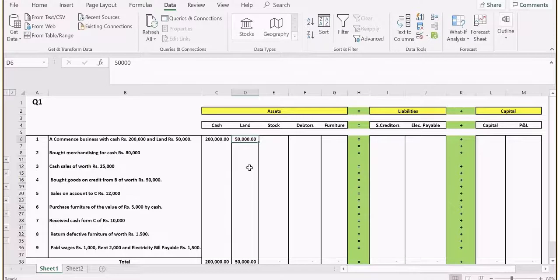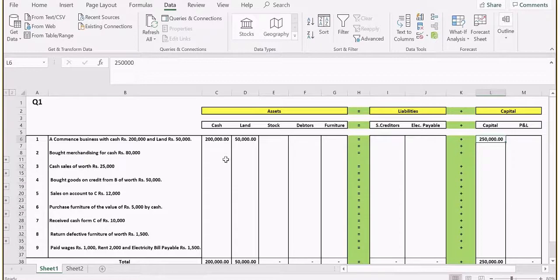On the right hand side, this means that 2 lakh 50,000 has been contributed by the owner, and when it is contributed by the owner, that means there is a capital which is coming in the business. So 2 lakh 50,000 is the capital which Mr. A is bringing to the business. Now you can see the left hand side is equal to right hand side, and that shows our accounting equation is correct. So this is another thumb rule to ensure that your accounting equation is correct.